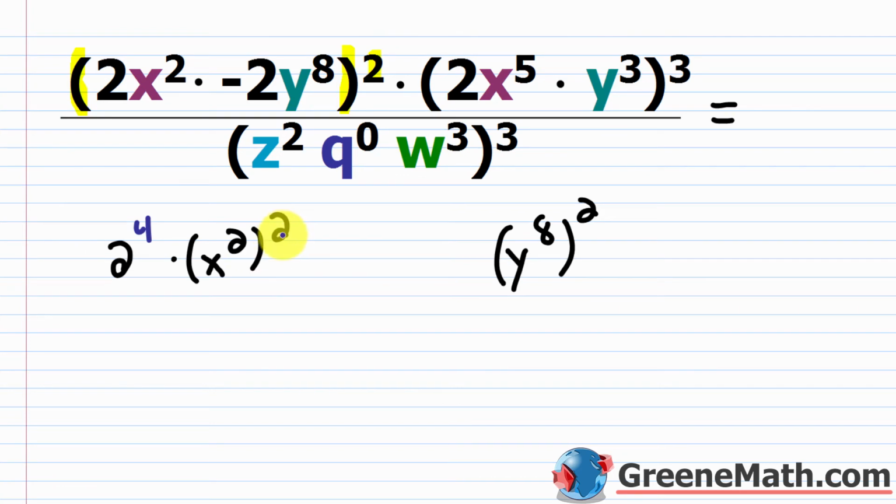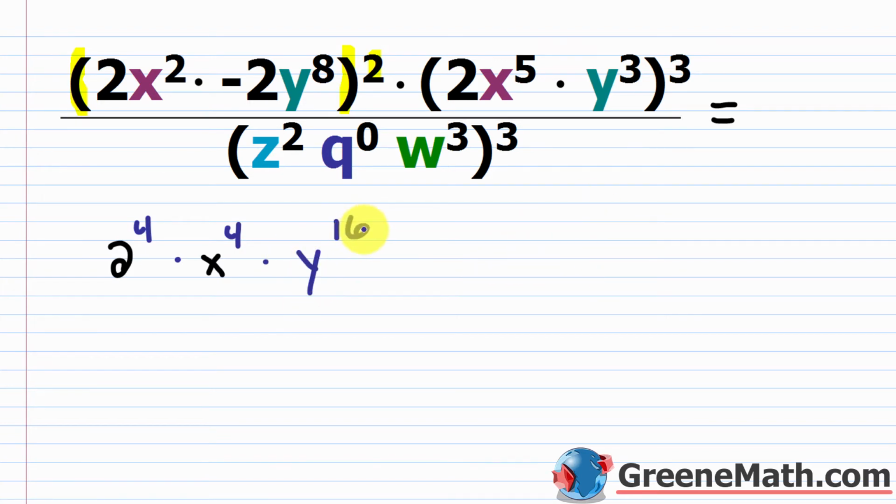Now, x squared is just the power to power rule. x stays the same, 2 times 2 is 4. Let's write this as x to the 4th power here. And then here, y to the 8th raised to the 2nd power, power to power rule. You're going to keep y the same, and you're going to multiply the exponents. So this is y to the power of 16, 8 times 2.